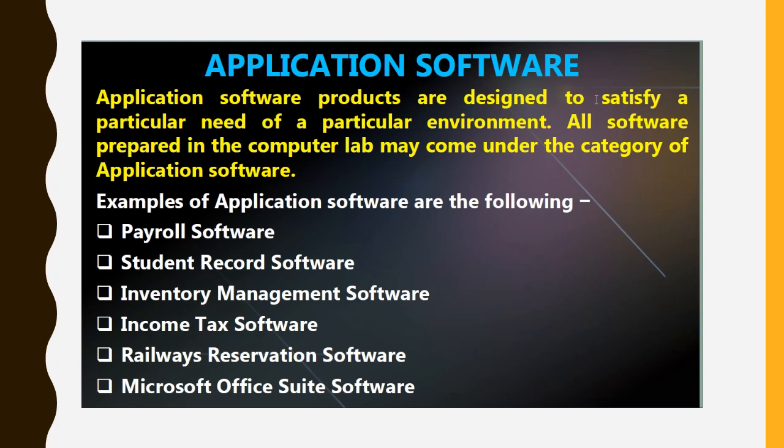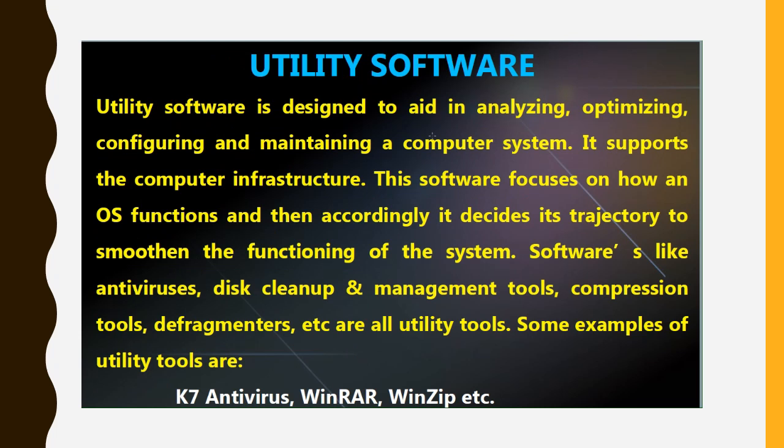Next, application software. Application software projects are designed to satisfy a particular need of a particular environment. All software prepared in the computer lab may come under the category of what? Application software. What are the application software? Payroll software, student record, inventory management, income tax, railway reservation, Microsoft Suite software. Okay, Microsoft Word, Excel. These all are what? Your application software.